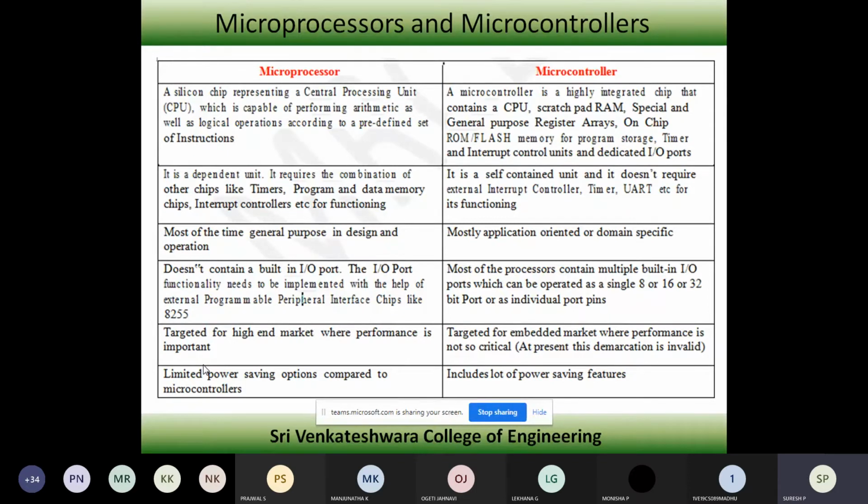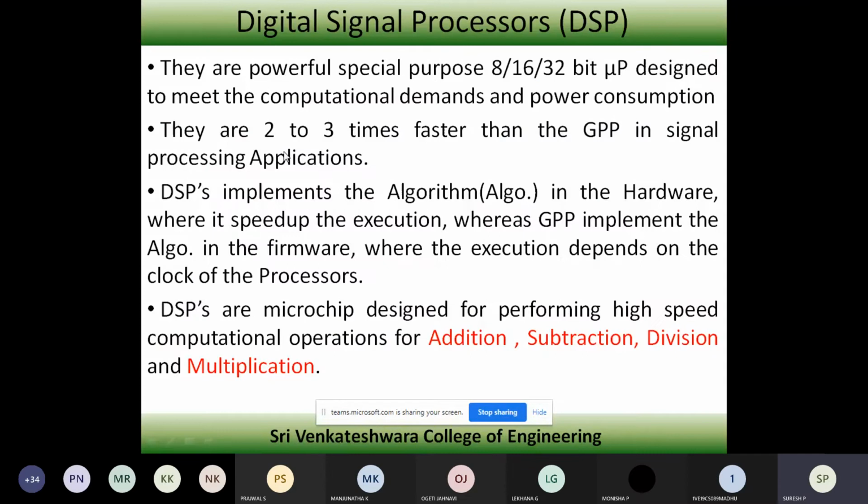So next comes DSPs. When it comes to DSPs, what are they? They are powerful special purpose microprocessors, which may be 8-bit, 16-bit or 32-bit, designed to meet computational demands and power consumption.